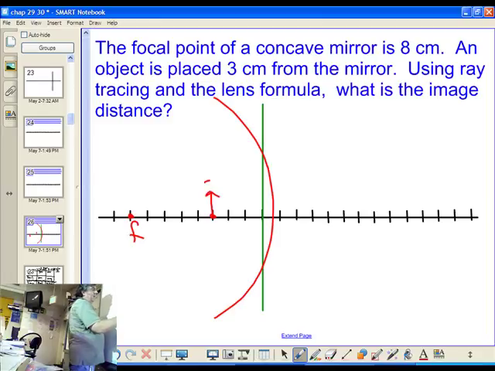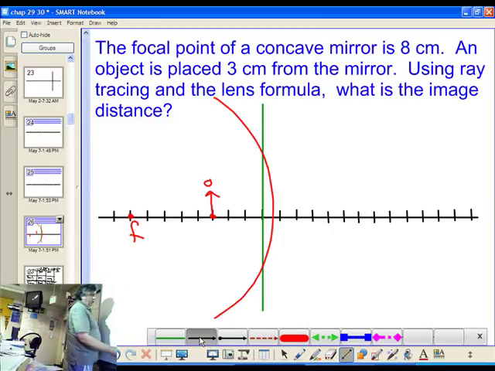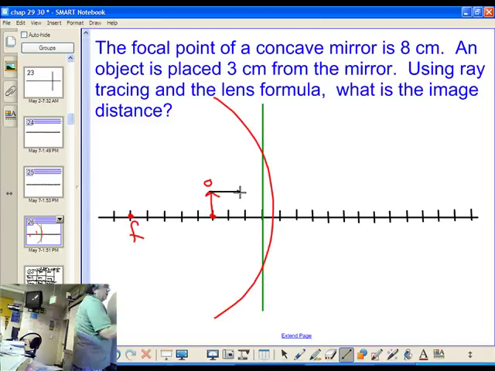And I'm not going to make it very big because I know that it's going to magnify it. I know that this type of mirror makes you bigger. Remember, your compact mirror makes you bigger. You guys saw that when you looked at the little mirrors last time. So there, first line. First line is always parallel, and it goes back to the focal point.